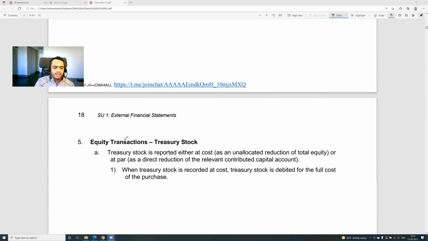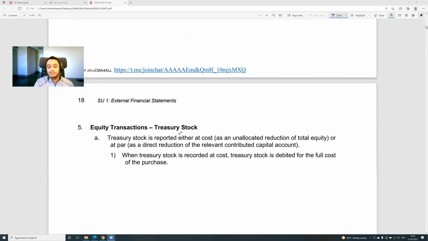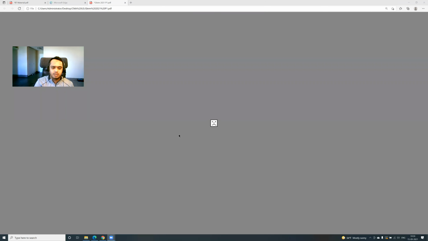All right. Then equity transaction, treasury stock. Treasury stock is nothing but stock which you buy back from the shareholders. That's your treasury stock.